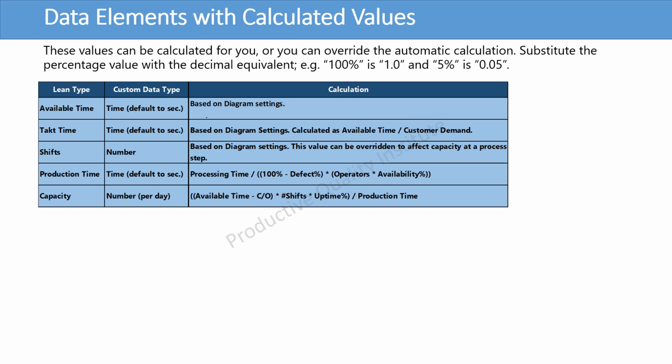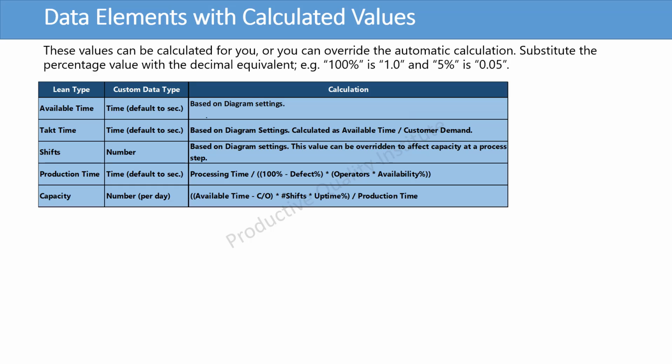These values can be calculated for you, or you can override the automatic calculation. Substitute the percentage value with the equivalent decimal value. For example, 100% is 1.0, and 5% is 0.05. Available time: default is seconds, based on diagram settings. Takt time: default is seconds, also based on diagram settings, calculated as available time divided by customer demand. Number of shifts: based on diagram settings, this value can be overridden to affect capacity at a process step.